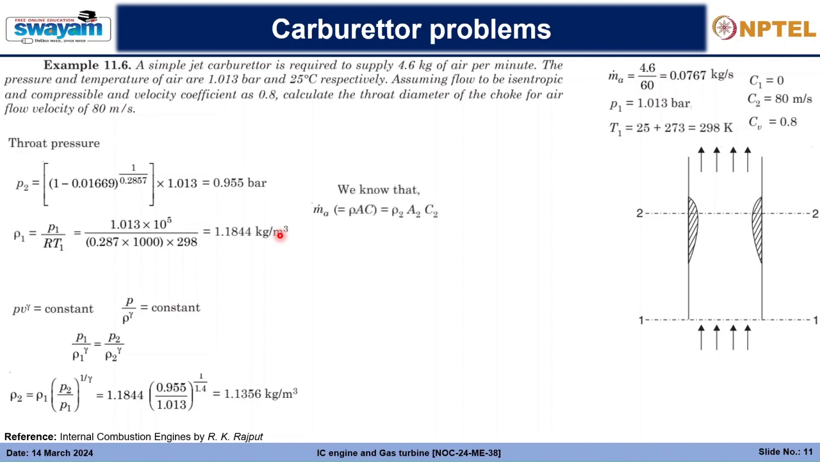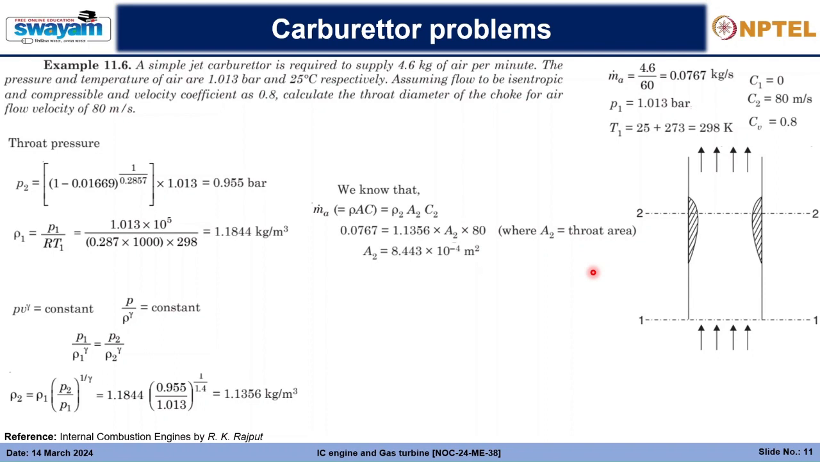So we know the mass flow rate of air equals rho 2 A2 C2, and that is also equal to rho 1 A1 C1. That is the mass continuity equation. We applied it in this case, and we have only one unknown, the throat area A2, and accordingly we will find the value of A2.